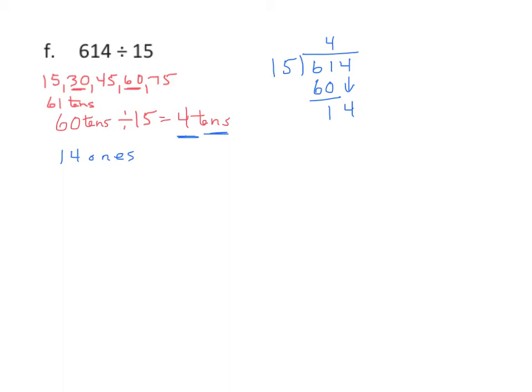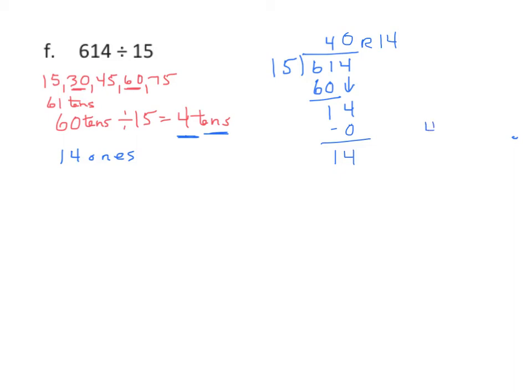Well, I notice that 14 is less than 15, so I can't get a 15 out of a 14. So what am I going to do? Well, I'm going to put 0 because there are no 15s in 14. So I'm going to multiply 0 times 15. In some ways this is an unnecessary step, but some people like to do that. And I get a 14. So I'm going to put a remainder of 14. Let's go check.